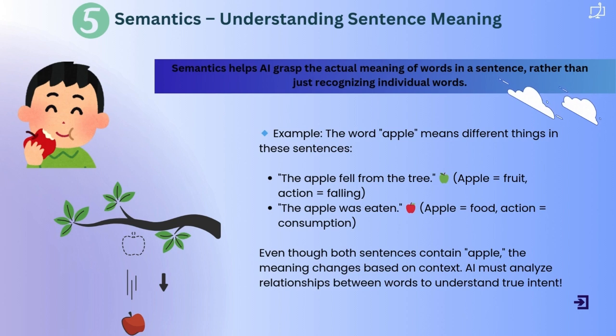The apple fell from the tree. Apple equals fruit, action equals falling. The apple was eaten. Apple equals food, action equals consumption. Even though both sentences contain apple, the meaning changes based on context. AI must analyze relationships between words to understand true intent.